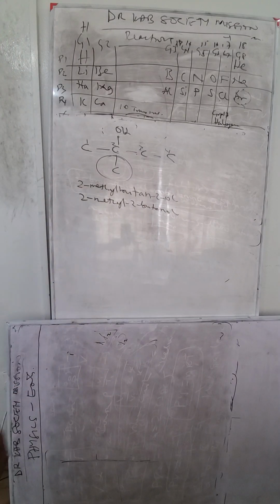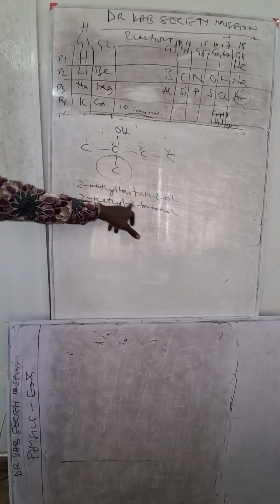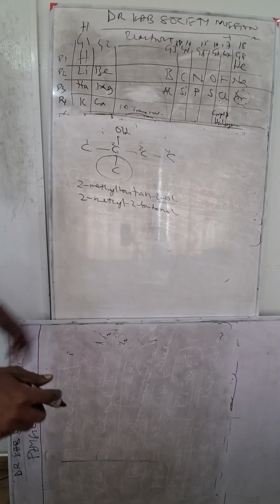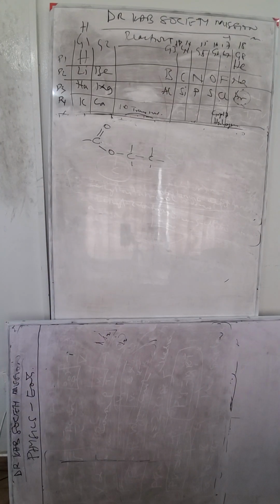Right? So any of them is correct, you can use it. This one is showing the position of the OH group. Right, so let's move on. Let's get another example. So let's see this one. How are you going to name it?